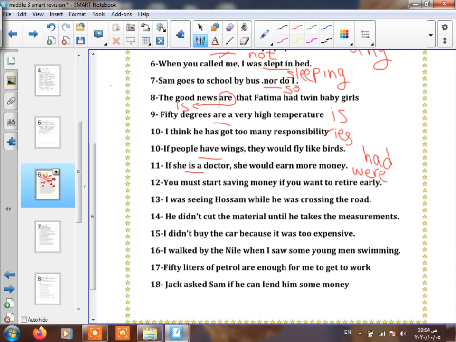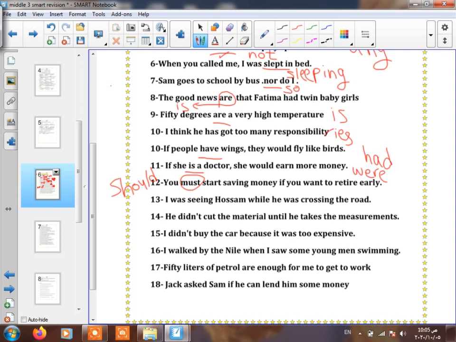Okay, number 12. You must start saving money if you want to retire early. This sentence is not that wrong, but the only mistake in this sentence is must, because it's not strong advice. It's just advice. If you want to take it, it's okay. If you don't want to take it, it's also okay. So I must write here should. You should start saving money if you want to retire early.